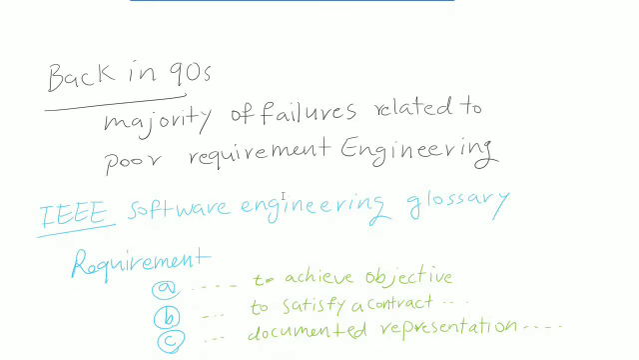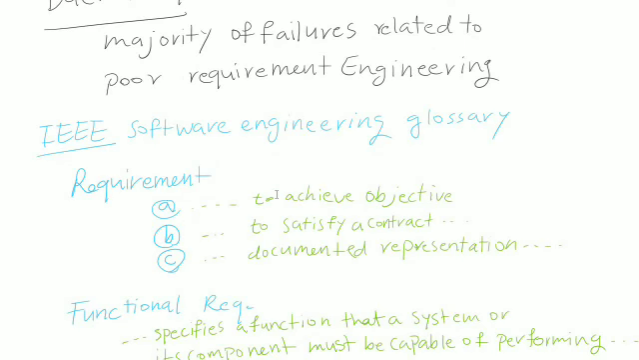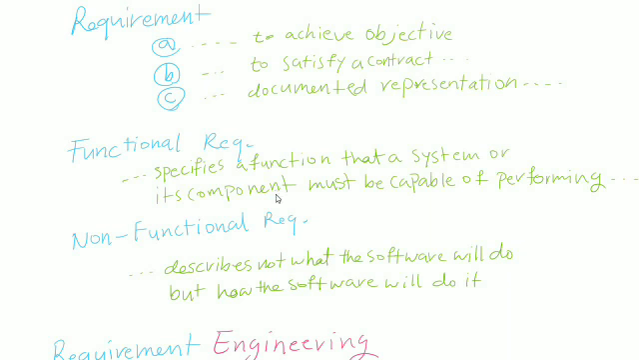Back in the 90s, the majority of the failures were related to poor requirement engineering. As we talked about in the earlier video, requirements are divided into functional requirements and non-functional requirements. A functional requirement is basically what the software should do, what we can expect from the software. The most important thing is that a functional requirement can be tested. But a non-functional requirement is how a software should do something, and it's not easy to test a non-functional requirement. So this is maybe the most important difference between them.